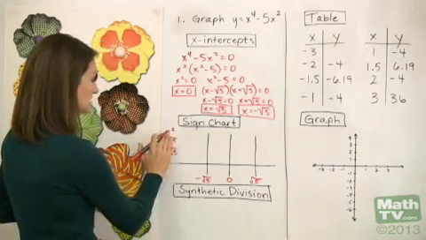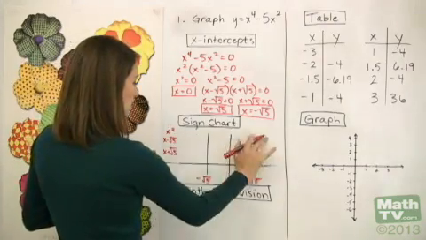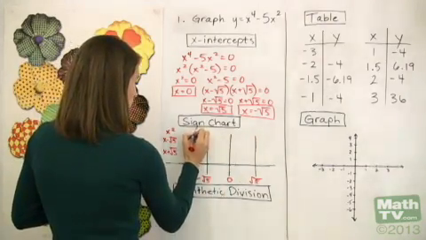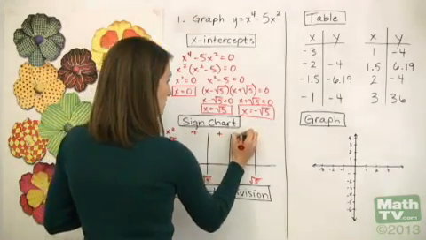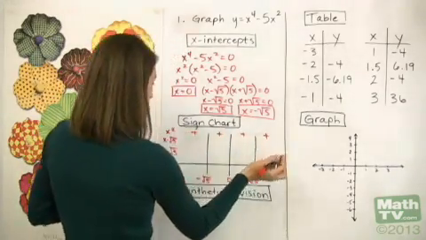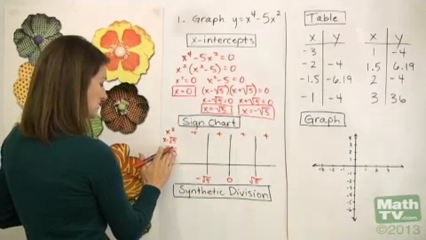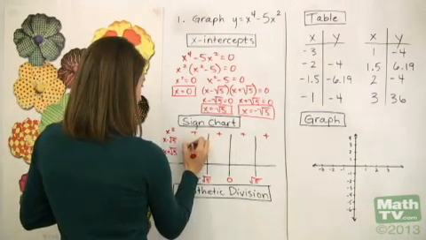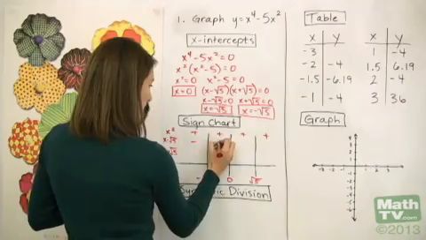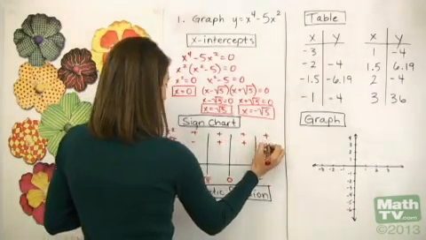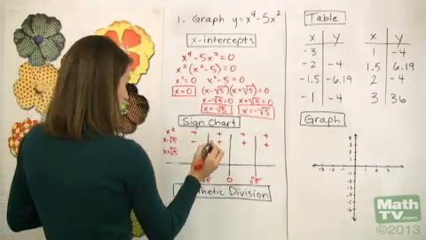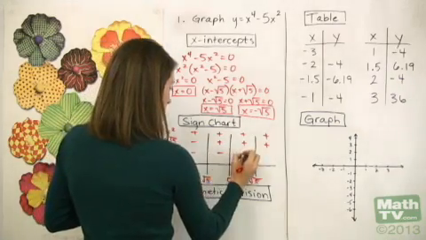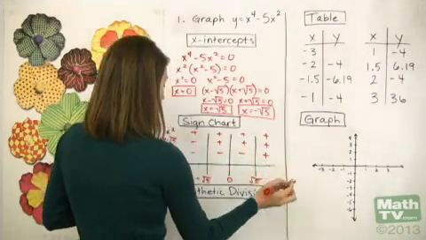Okay, now moving on to x squared, we know that across the board our value for y is going to be positive. And then for x minus the square root of 5, we have a negative value here and positive the rest of the way. For x plus the square root of 5, we have negatives for the first 3 and a positive for the last.